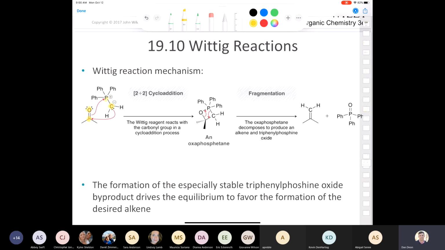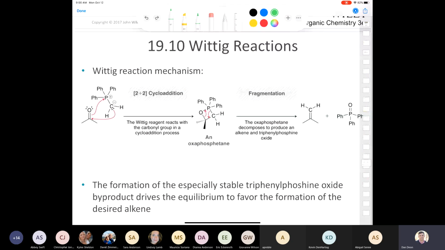We have the carbon with the negative charge attacking the carbonyl. And then we draw a curved arrow from the pi bond. And I like to draw this arrow, I don't draw it the way that he has it. What I like to do is take this double bond and drag it through the oxygen to show that the bond is formed between the oxygen and the phosphorus like this. We end up forming this interesting cyclic intermediate, which is called an oxaphosphetane, which undergoes fragmentation.